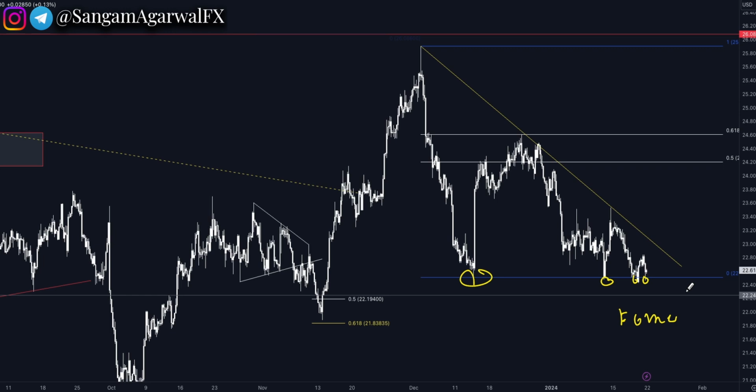Members tried but failed. This level did not break. Now the last chance is the Fed. But you can see on the H4 time frame, this is a weak horizontal support level, fourth retest, and it is still surviving this support level.